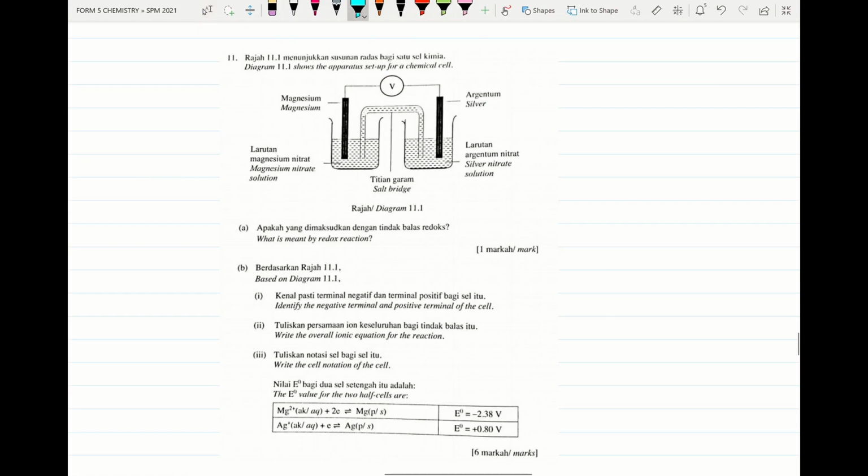So we try to read these questions together. Diagram 11.1 shows the apparatus setup. Here they use magnesium and silver strip. Here they use a voltmeter. We have a salt bridge here. Alright, so this is an example of a voltaic cell.